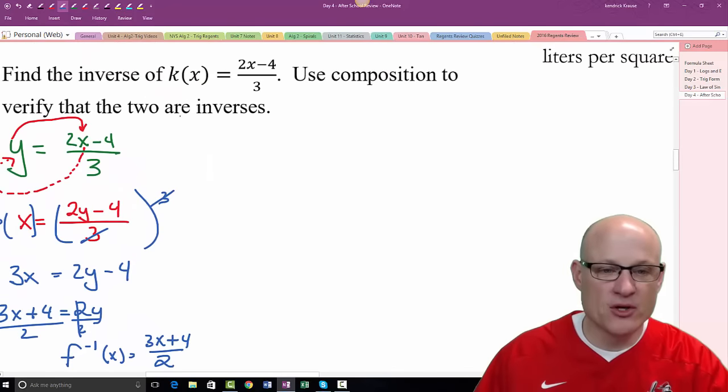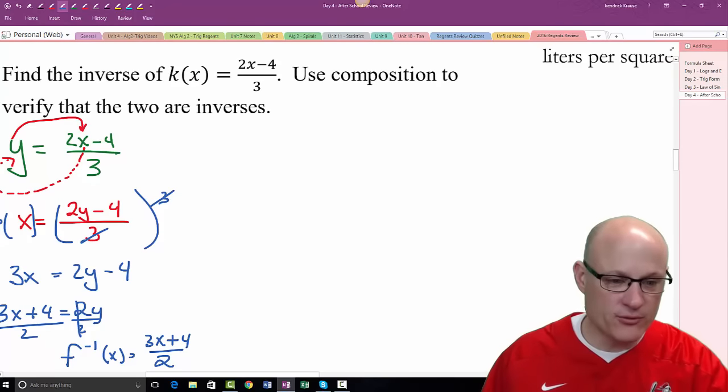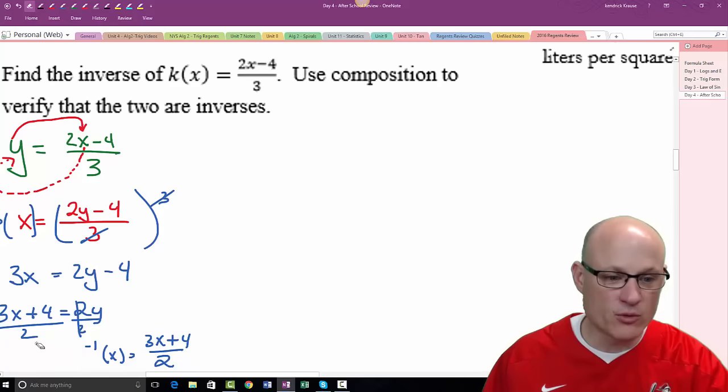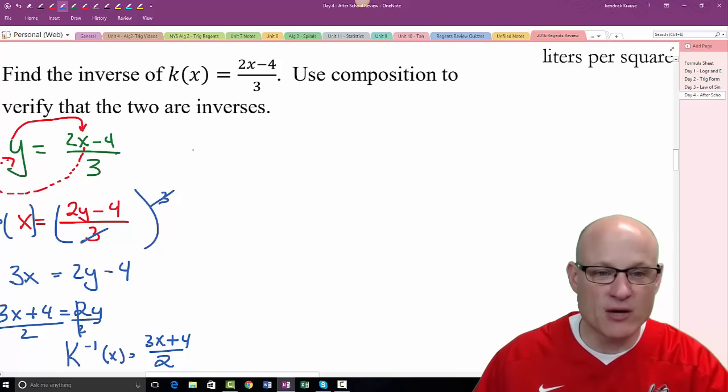So here's what we got. We're going to do, oh, it's not f. That was kind of silly. I forgot we were working with the k function. So k inverse. Don't make a silly mistake like that. So now we're going to do k of k inverse of x, and we want to verify that it equals x.